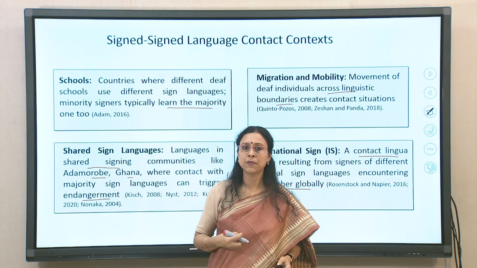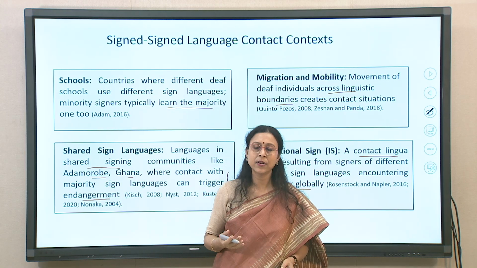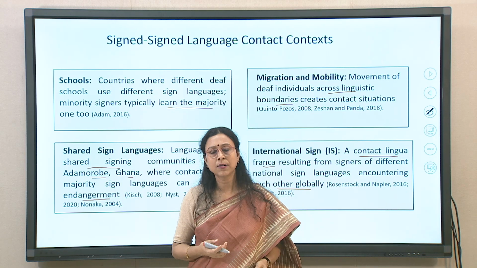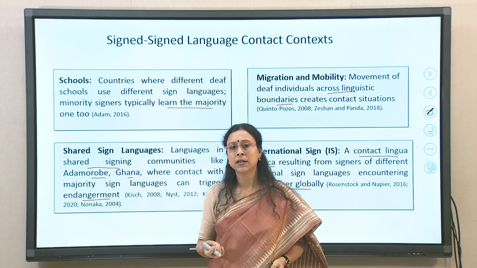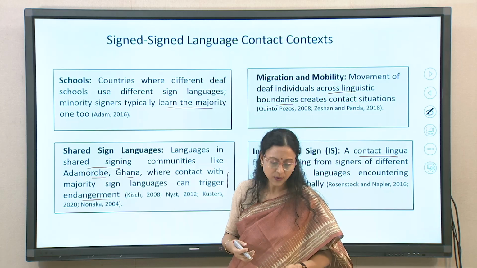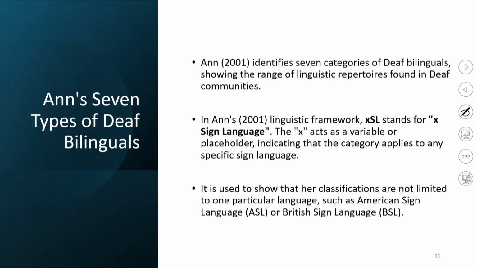So, different kinds of sign languages coming in contact, and the results will be similar to what the spoken language contacts are. One language, the dominant one, will create endangerment for the less dominant one, and so on and so forth. Now, this is a very interesting and important concept within sign language research: 7 types of deaf bilinguals. Anne identifies 7 categories of deaf bilinguals, showing the range of linguistic repertoire found in deaf communities. So, this is a very important publication.